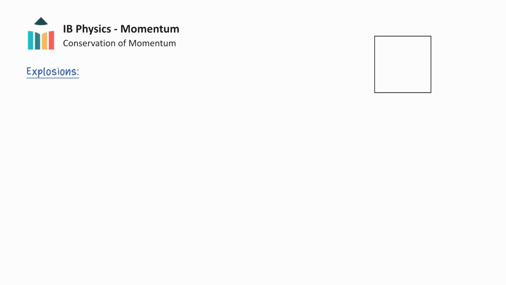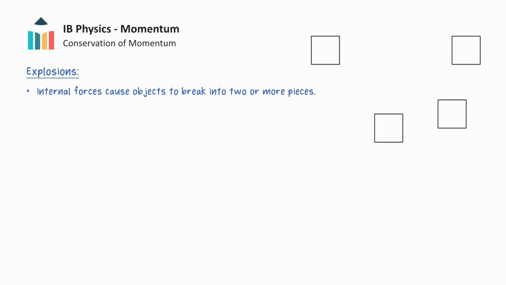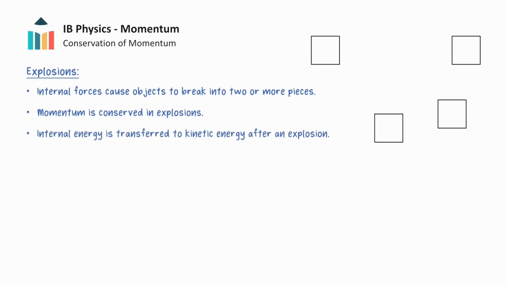Conservation of momentum can also be applied to explosions. In physics, we use the term explosion to describe an event where an object breaks into two or more pieces due to internal forces. In such events, no external forces act on the system, so total momentum must still be conserved. Instead, kinetic energy usually increases after an explosion due to the release of internal energy.